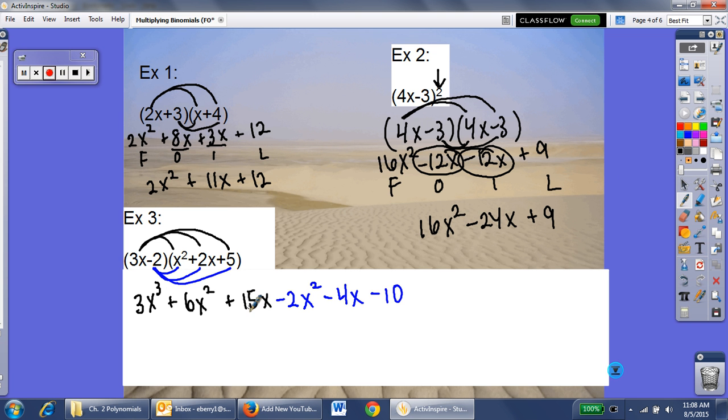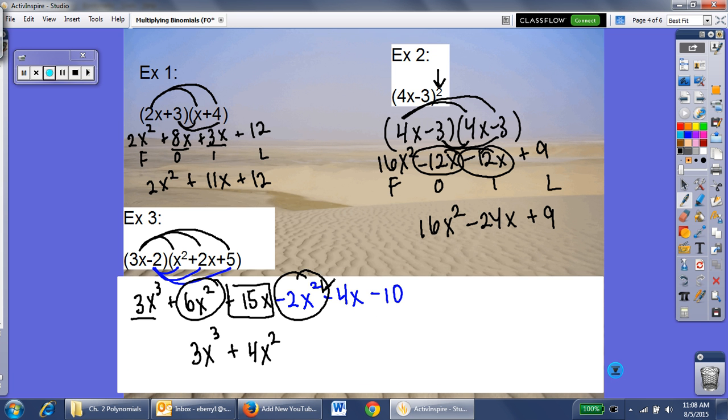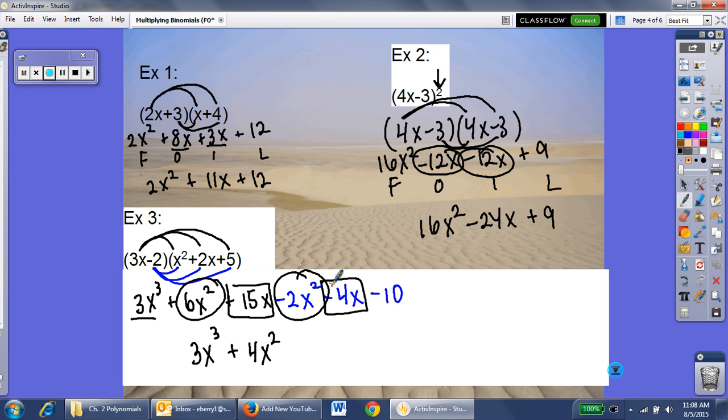So 3x to the third, there are no other x to the third, so we can write that below. So that one is done. Now we need to combine 6x squared with negative 2x squared. So 6 minus 2 is 4. And then we write x squared. Next, we have positive 15x and negative 4x. So we have 15 minus 4, which is 11x. And last, we have this negative 10 that has nothing else to combine with, so we write it at the end there.